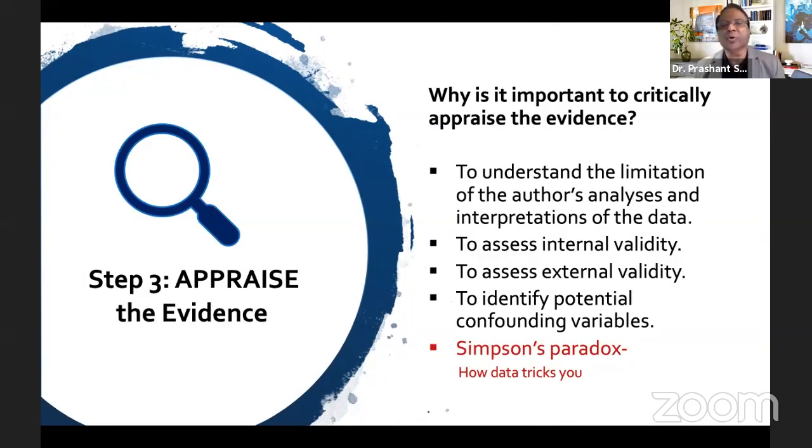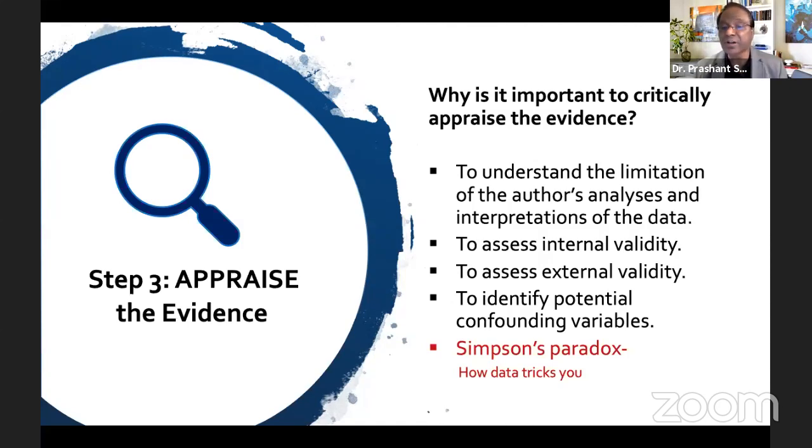So why is it important to critically appraise the evidence? Because we need to understand the limitations of the authors' analysis and the interpretation of data. We also need to assess the internal validity of that study. And here the internal validity is nothing but the accuracy and reproducibility. What if you conduct the same study 100 times? How many times are you going to get similar results?